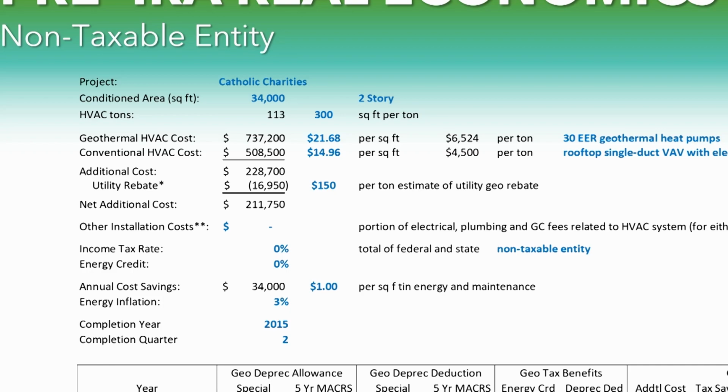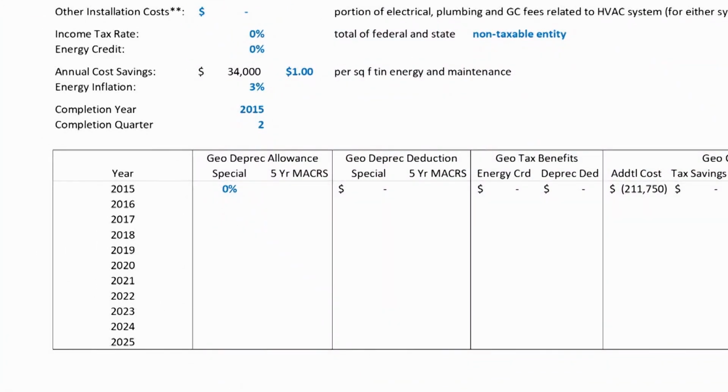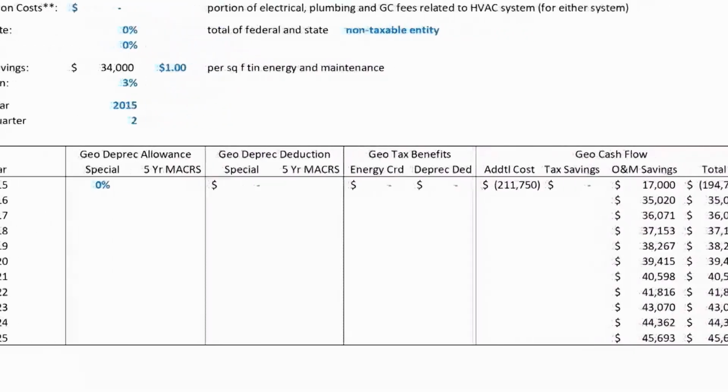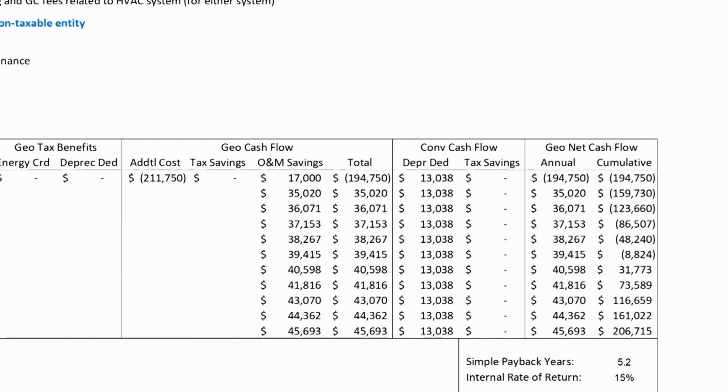We put it in 2015. Okay, so there's no depreciation, there's no tax credits, nothing. This is life without any credits at all. And you can see that they are out of pocket $211,000. They're beginning to save money on operation and maintenance. And then this is the conventional system.